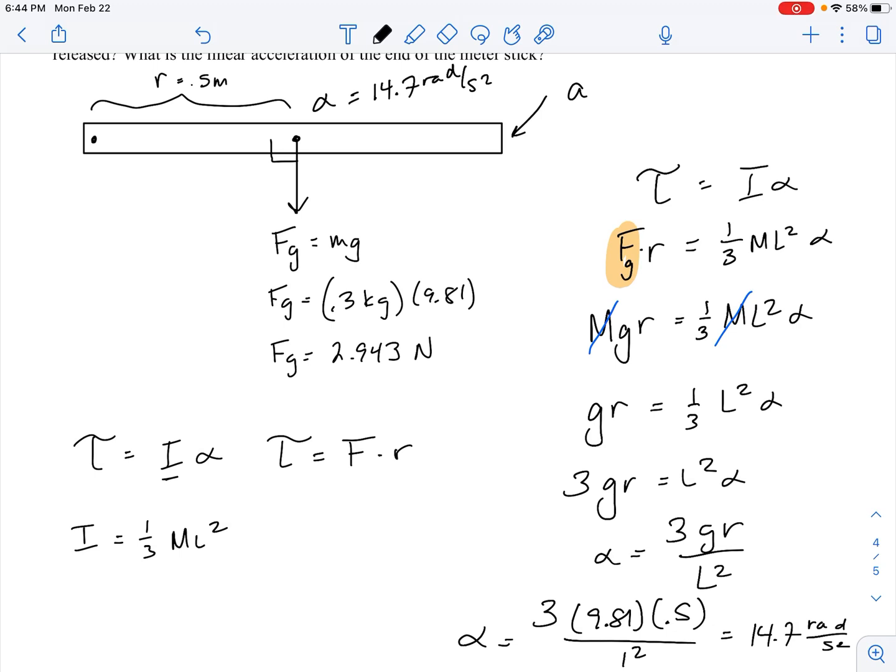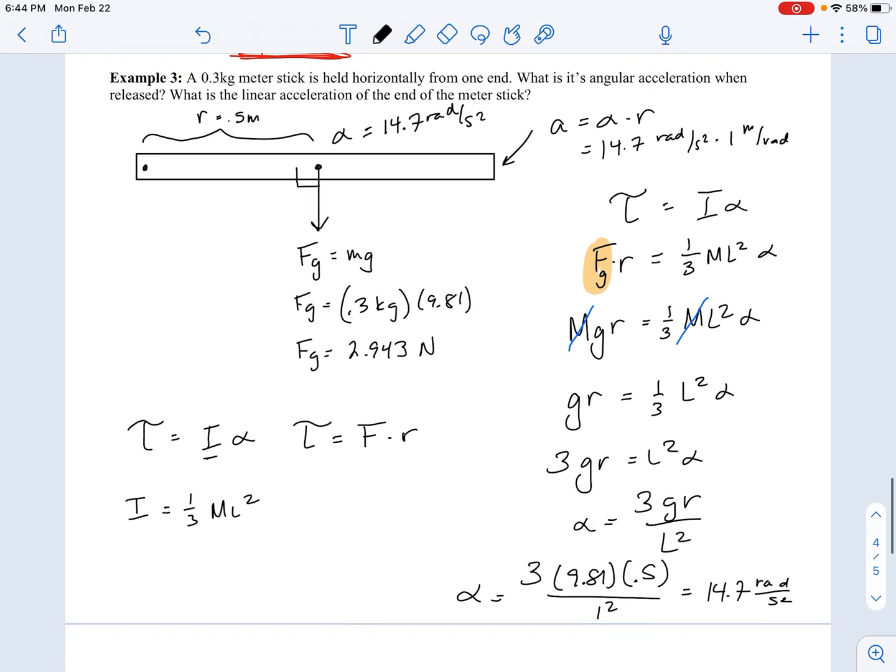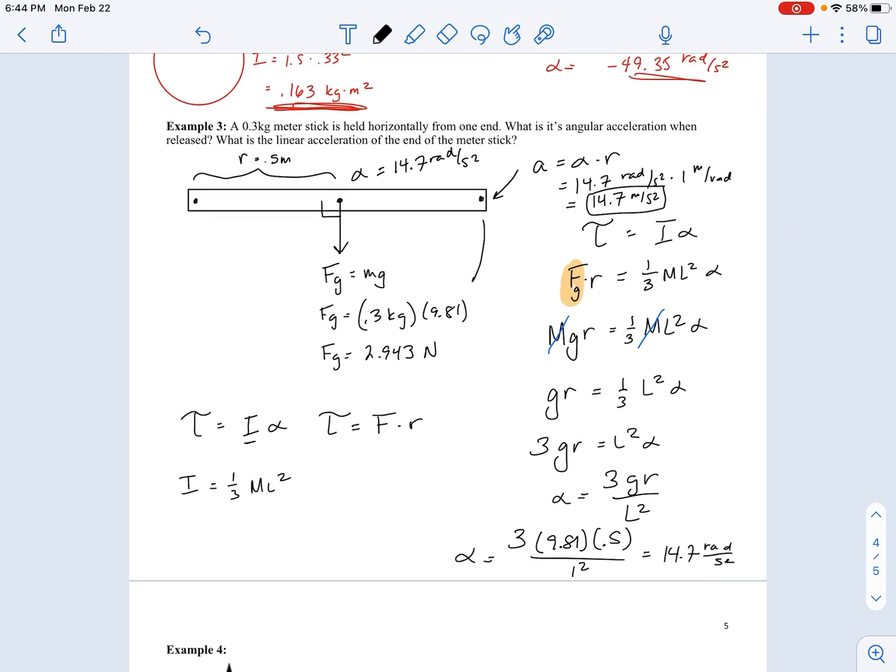Now, if I want the actual acceleration of the end of the meter stick, that equals the angular acceleration times the radius. So that's 14.7 radians per second squared times the radius, which is 1 meter per radian. And when I multiply that out, I get that acceleration is 14.7 meters per second squared. So what actually happens is that the end of the meter stick falls faster than a falling object, because a falling object falls at 9.81. This falls at 14.7, which is kind of an unexpected result.